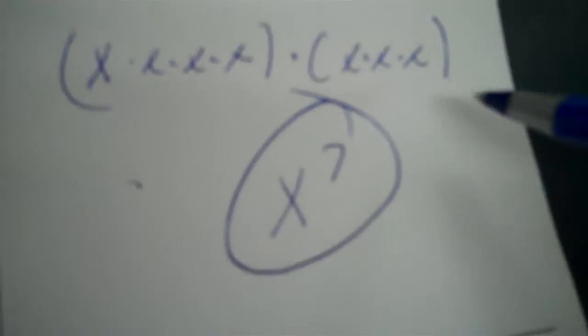Well, x to the fourth is 4 factors of x. X to the third is 3 factors of x. That adds up to 7 factors of x, or 7 of them.